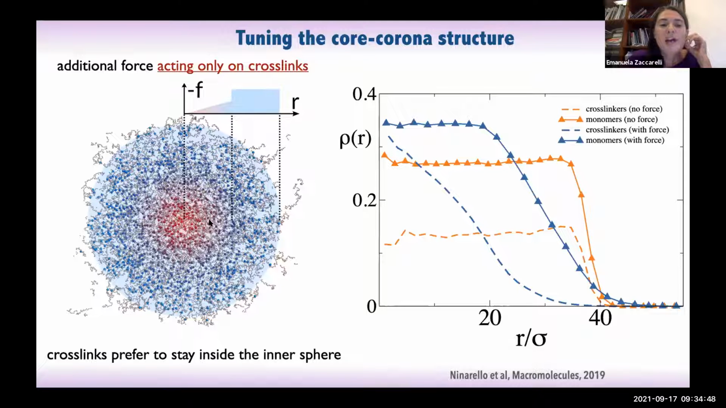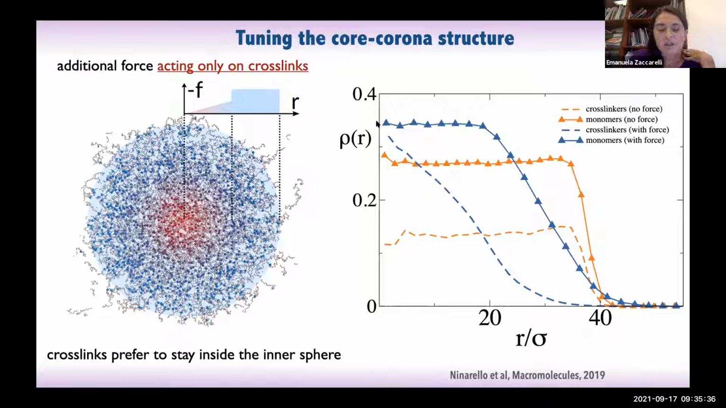And so what we do is add a force that acts only on the cross-linkers and tries to concentrate them in the middle in order to tune this core-corona structure. We adopted a trial and error approach in which we tried different shapes of this force in order to match the experiments, as I will show you in a minute. As a result, the final density profile that we obtain is now flat in a smaller region, that is the core, and it decays much less sharply. Instead, if we look at the cross-linker profile, the cross-linkers at the periphery of the microgel are practically absent, and they increase towards the center. And this seems to be the right structure.